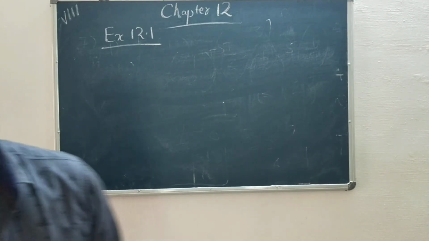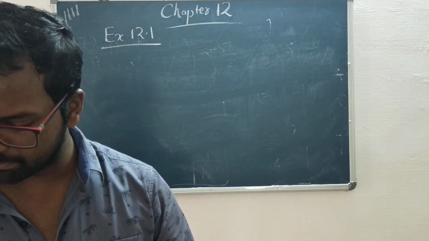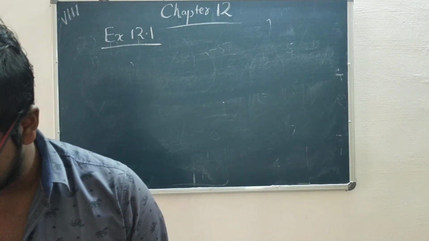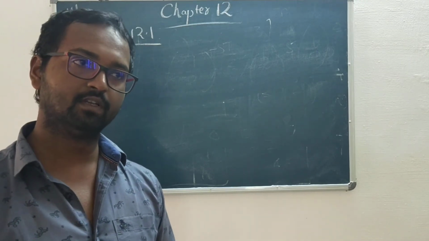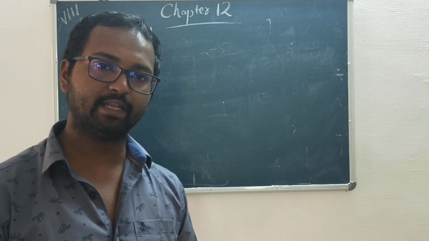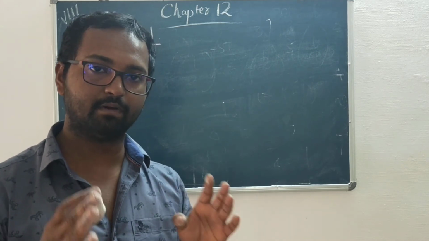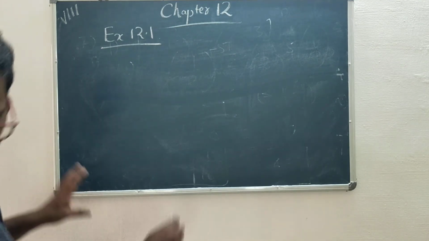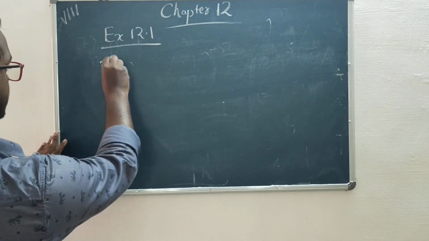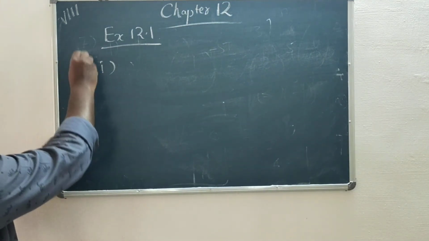It says simplify and express the result in power notation with positive exponents. With positive, which means the power should be positive. The base could be negative or positive, it doesn't matter, but the power must be positive. So let me solve the first one for you.